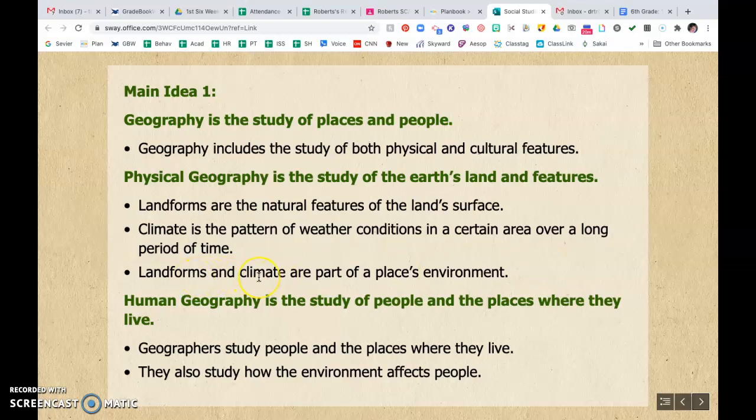So landforms and climate are part of a place's environment. That's why it's included in physical geography. And then human geography, this is the study of people and places and where they live. So geographers use this to understand how the environment affects the people that lived there or that live there today.